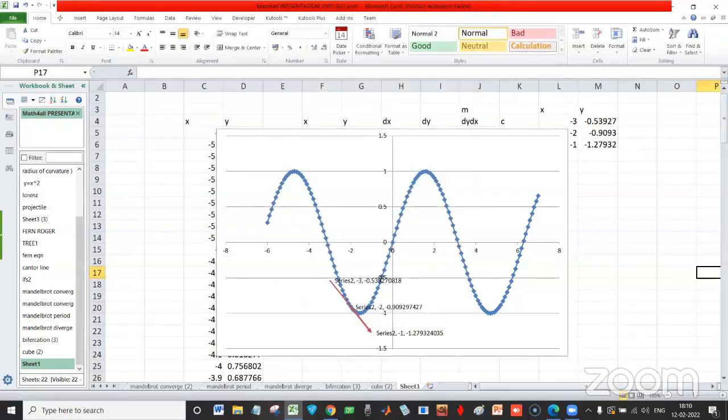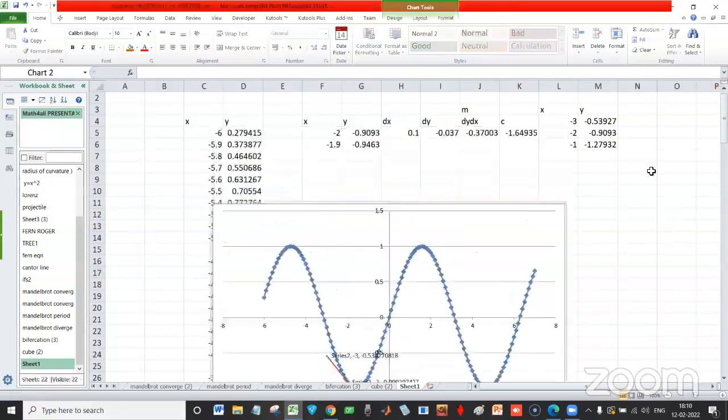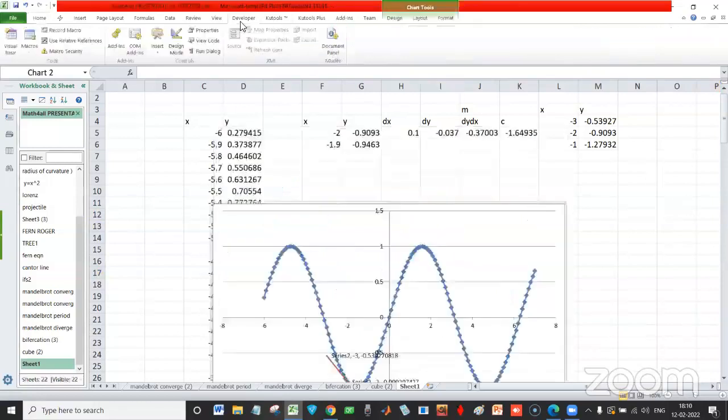Now how to animate it? The second question is there. Now what I want to do is change x, and automatically everything should calculate and plot. I need not do anything manually. For that, I will go to a tool called Developer and Insert, and here I can choose what is called a slider.